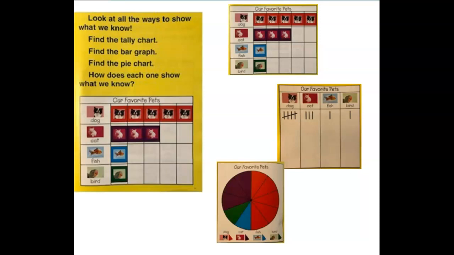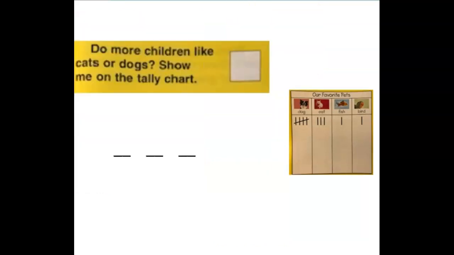Point. Find the tally chart. Point to the tally chart. Find the bar graph. Point to the bar graph. Find the pie chart. Point to the pie chart. How does each one show what we know? Do more children like cats or dogs? Show me on the tally chart.